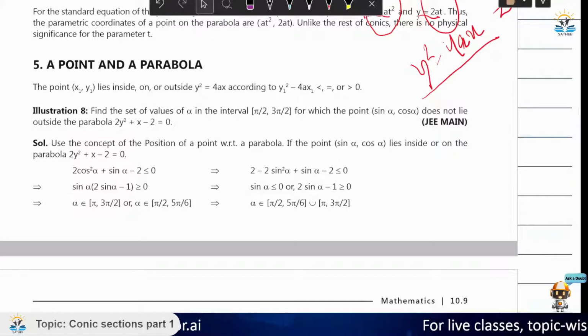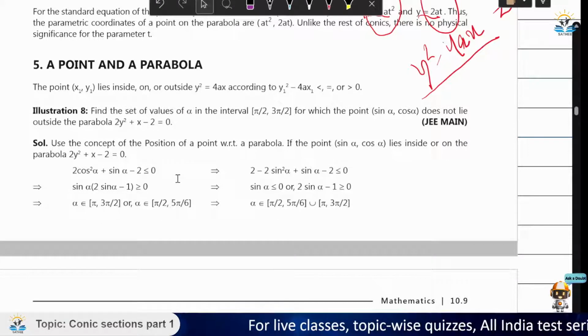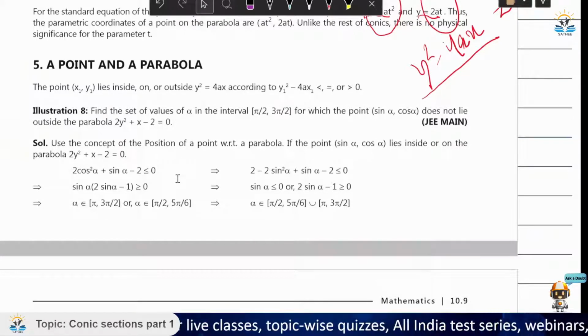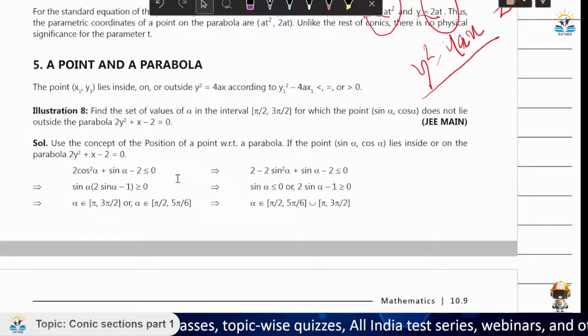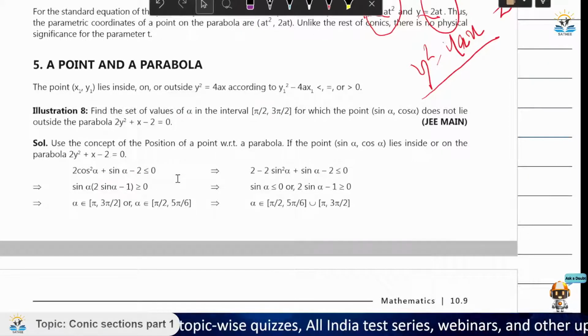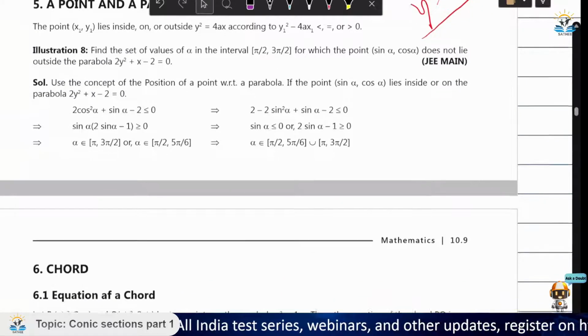Find the set of values of alpha in the interval (pi/2, 3pi/2) for which the point does not lie outside the parabola. Does not lie outside means that it is on the parabola or inside the parabola, that is, less than or equal to. So we simply put this point in, put the less than or equal to sign, and solve for alpha.